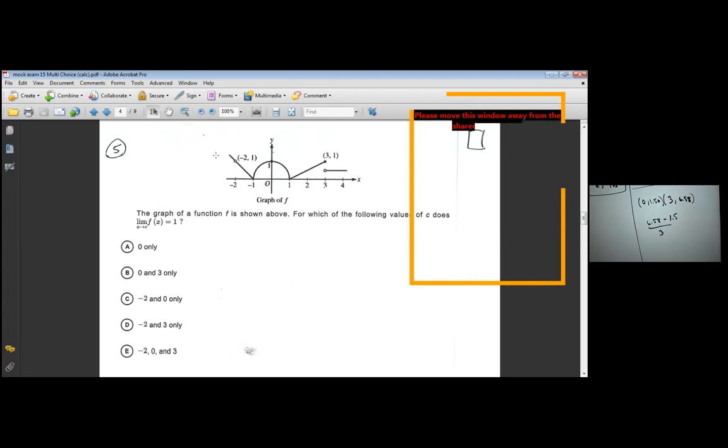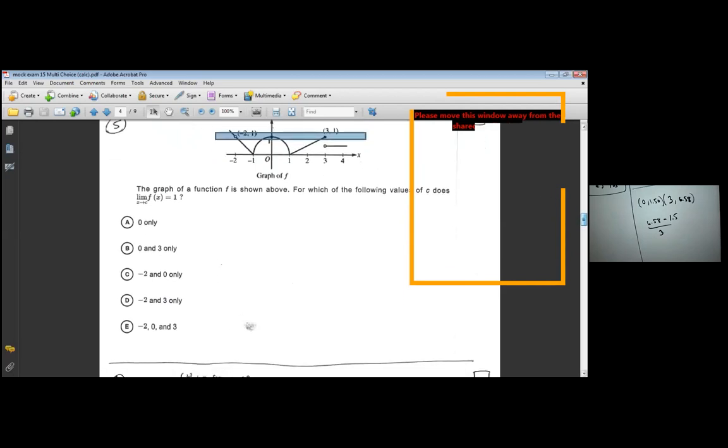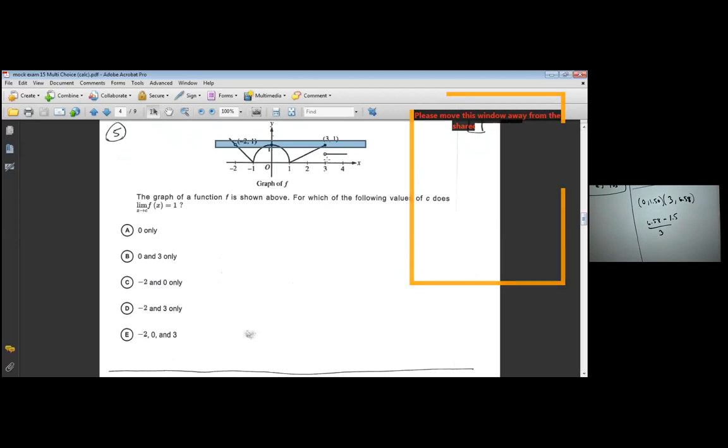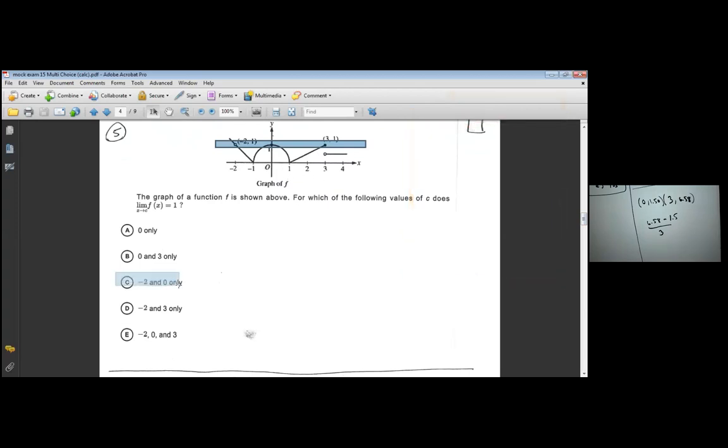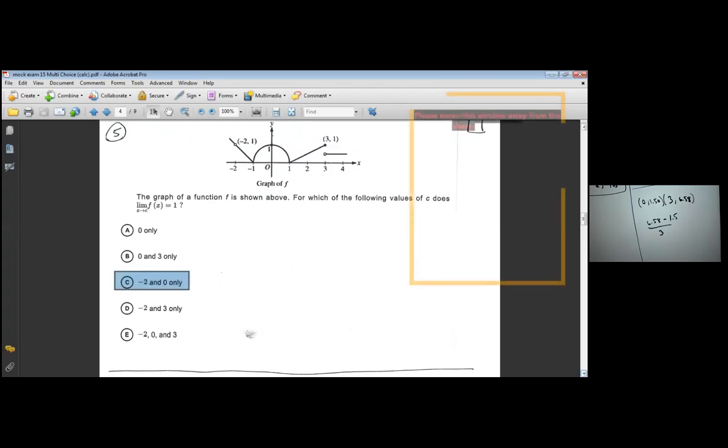So I'm just picturing a horizontal line going across at 1, and I'm seeing where these limits tie in. Now at 3, that's only going to work if it's a one-sided limit from the left, but that's not in any of our choices. So the limit as it just approaches 3 is D and E. So this should be -2 and 0, choice C. Okay.